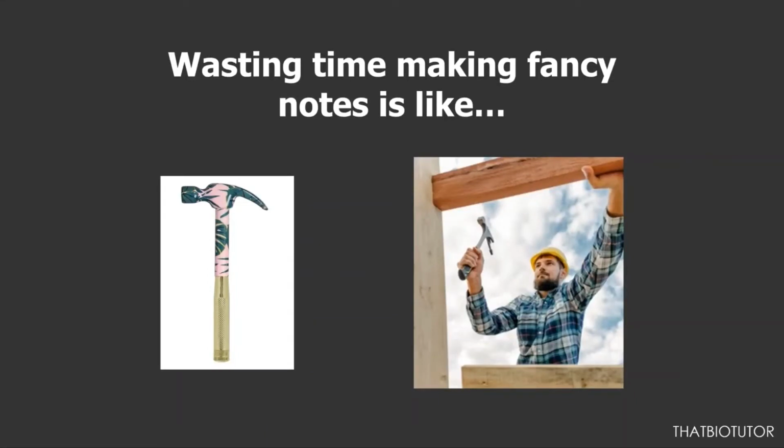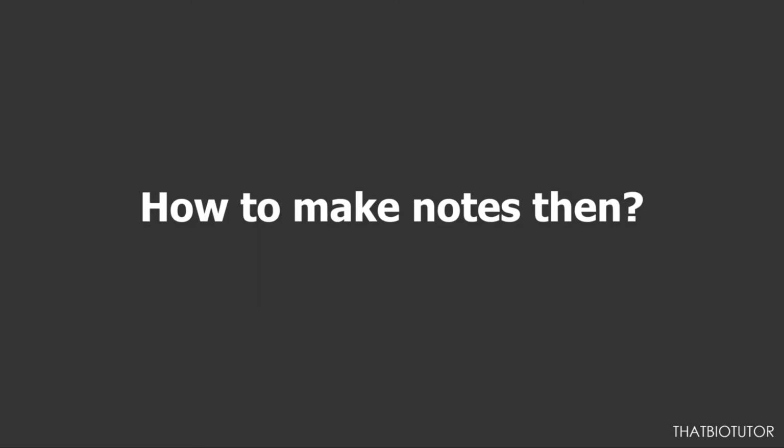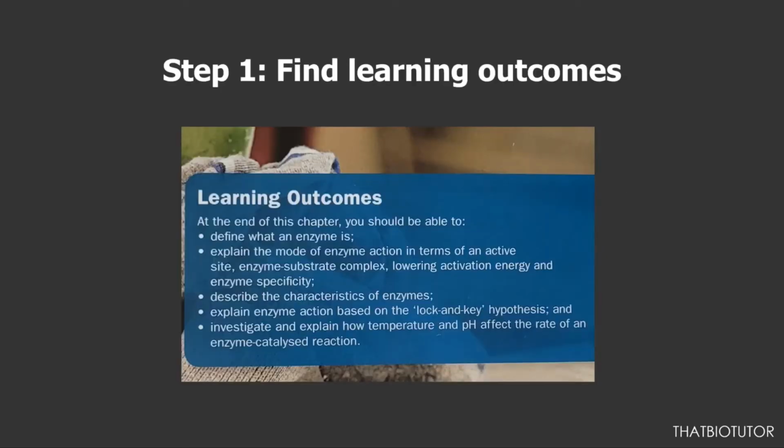So I'm going to show you exactly how. Step 1 would be to locate the learning outcomes for each topic. This is the topic of enzymes. At the start of your school notes and your textbook, you always see the list of learning outcomes. So this is what the syllabus wants you to know.